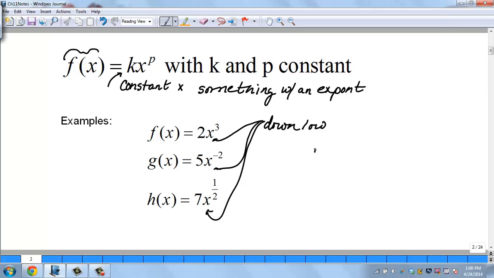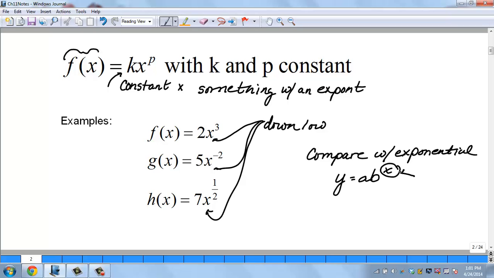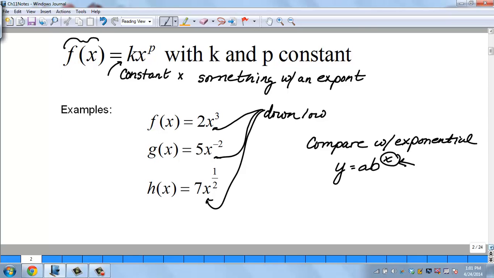Well, if we compare this with exponential, exponential functions are written this way, y equals ab to the x. And do you notice my independent variable is up high? It's an exponent. I don't know what it is. Versus now, my independent variable is down low. That's the difference between power and exponential functions. Now, sometimes when you graph them, especially if you look in quadrant 1, they look very similar, but power functions are different. They're much different, okay?